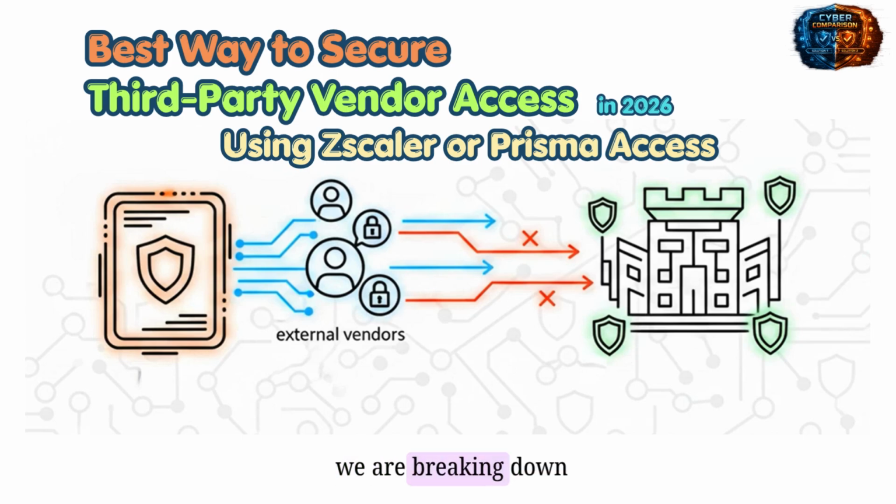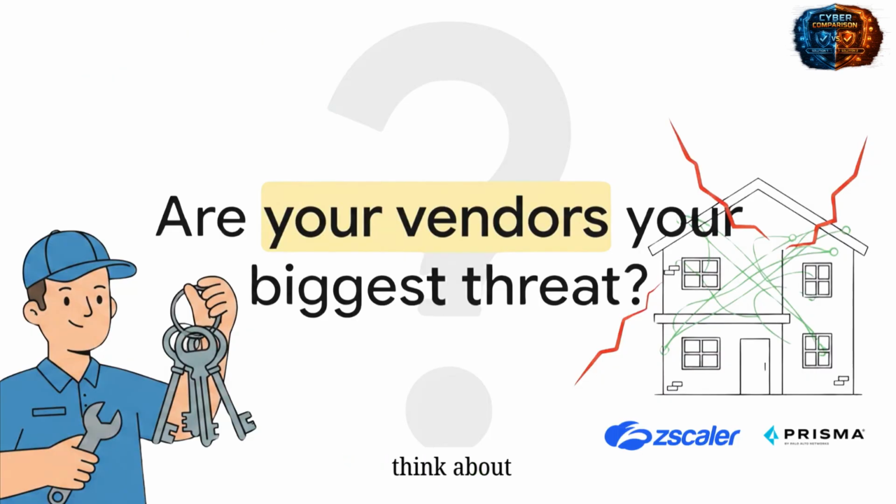Well, today we are breaking down two absolute heavyweights fighting to solve this exact problem: Zscaler and Palo Alto's Prisma Access. Let's just jump right into it. So think about this for a second. Are the very people you hire to help your business actually your biggest security vulnerability? Now, for decades, organizations just solved the whole third-party access problem by handing out traditional VPNs.